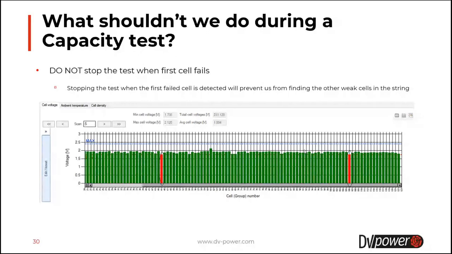Here on the screen, you can see the results of cell voltages measurement represented in our DVB Win software.